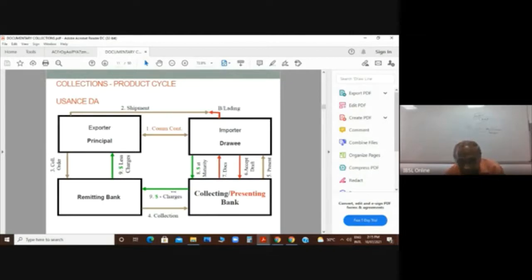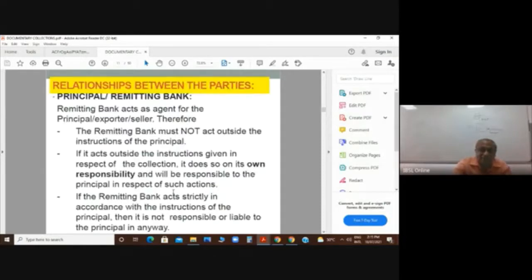Number 7, right? Then he will go to the port and get the goods cleared. And on the maturity date, on the due date, they will pay. Number 8. Once they pay the money, we will remit the money to the remitting bank, deducting our charges, and they will also deduct their charges and pay the balance to the exporter. That is usance DA. Right?